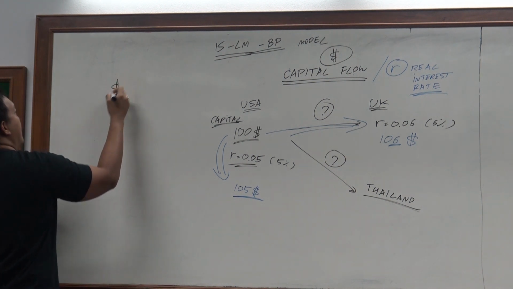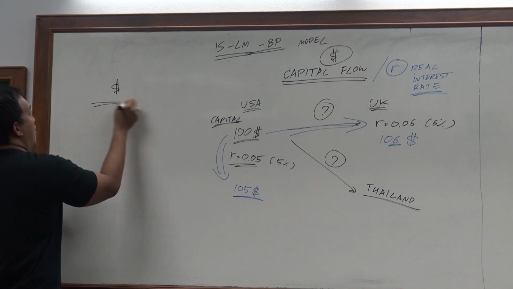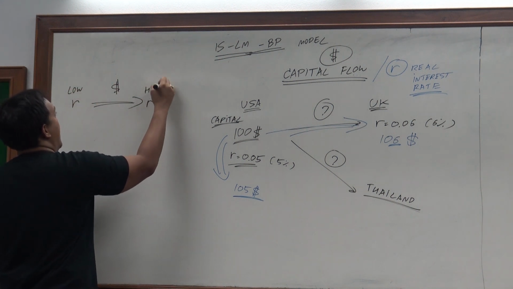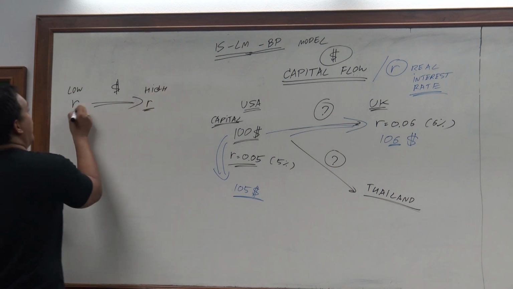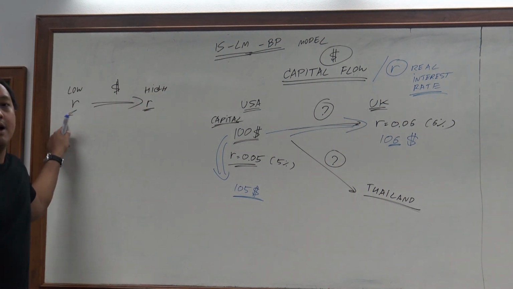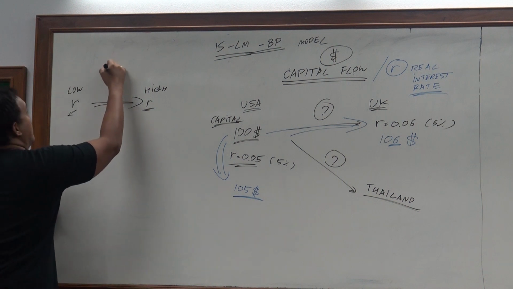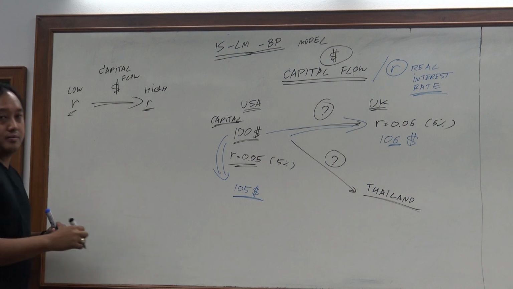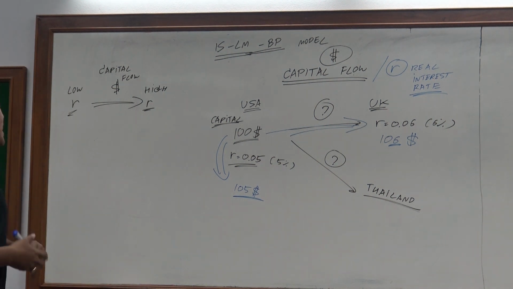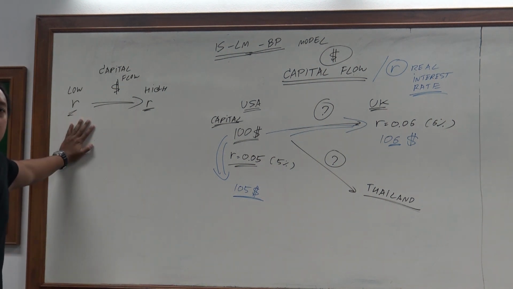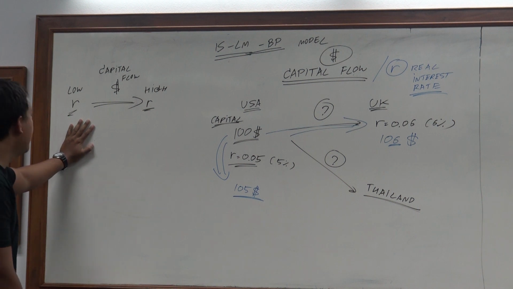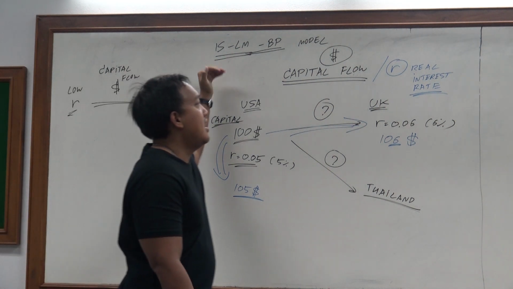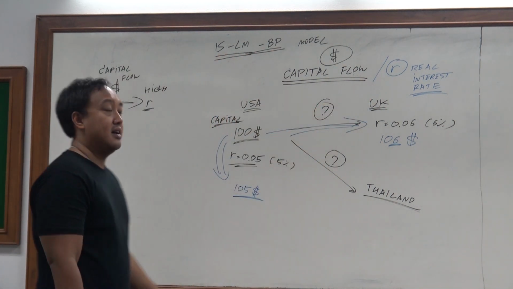Normally the money is going to flow from a low real interest rate country to a high real interest rate country. The capital flows like this, from the low real interest rate country to the high real interest rate country, like the case of UK and USA.